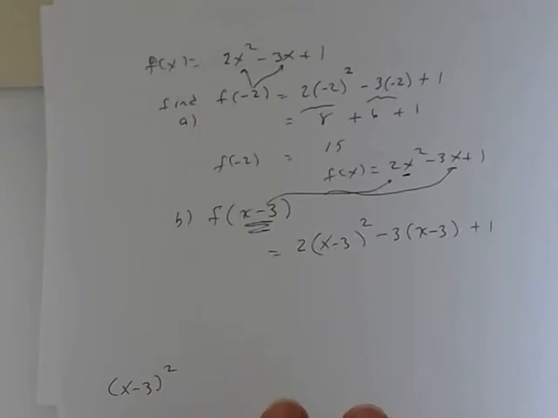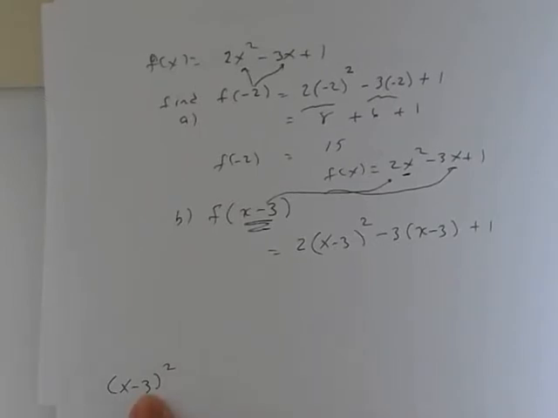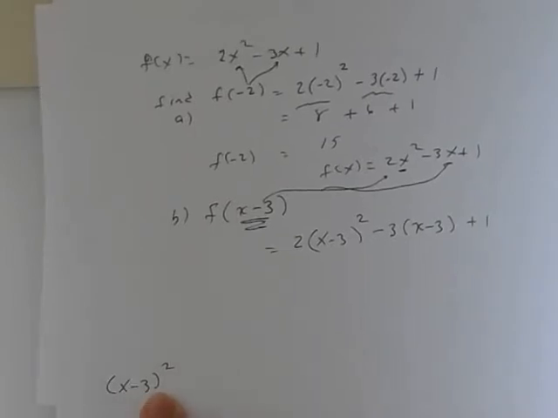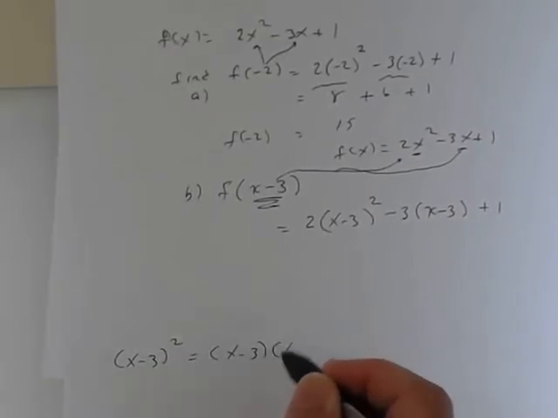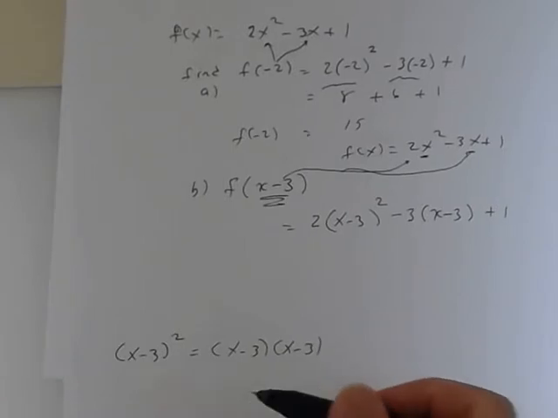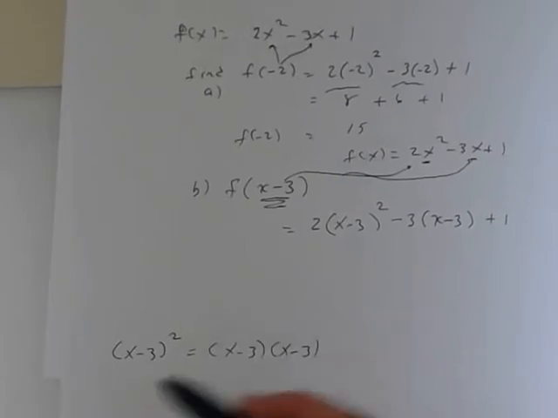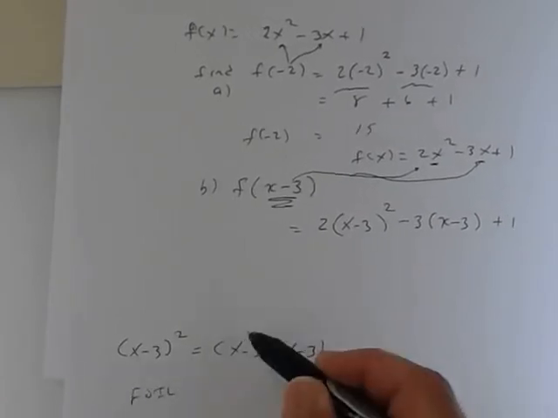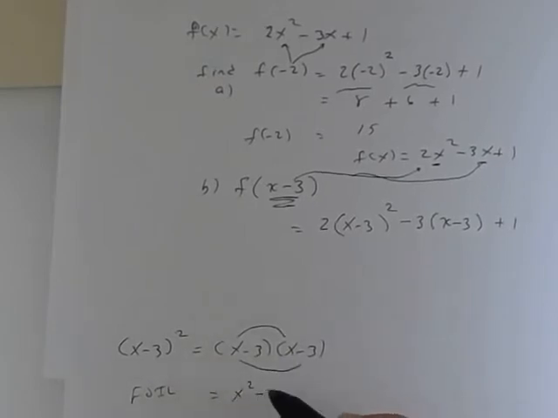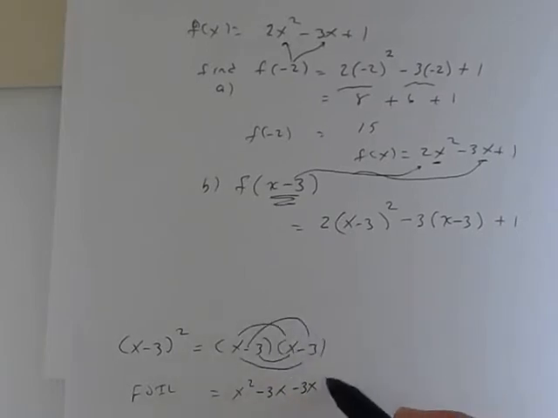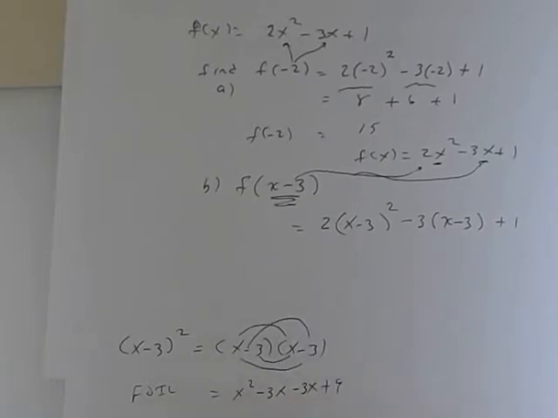You can do this. From last semester, what does x minus 3 squared mean? X minus 3 times itself. And how do you multiply this? Use the FOIL method. So what's x times x? What's the outer? Those binomials are the same, so the outer and the inner should be the same. And then what's your last? Plus 9. Combine like terms.